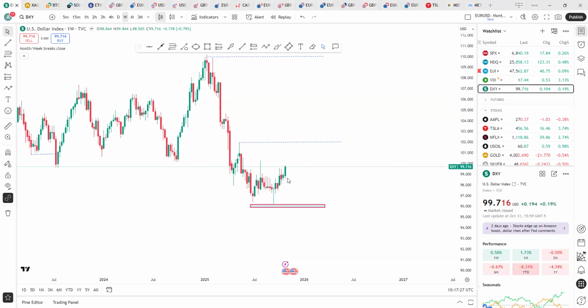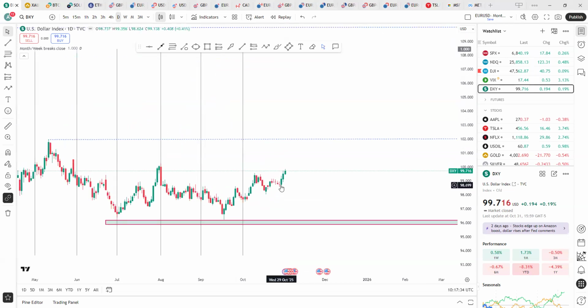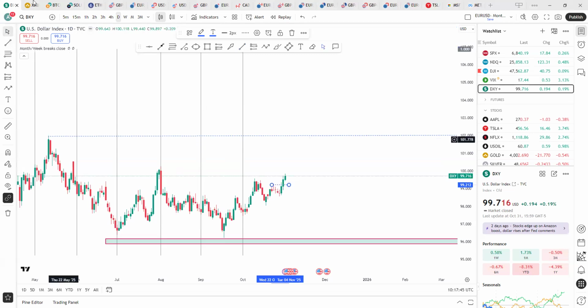I'm actually on the weekly time frame. However, if you go to the daily time frame, you see that since that Wednesday, we have had that push from this range. Price has actually pulled away from this, and we have been on the uptrend since then. All right. So having said that, let's look at the reaction on gold.